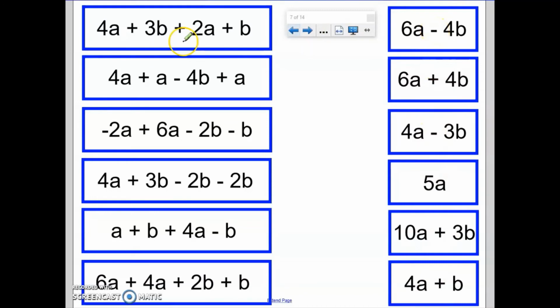However, one of the expressions on the left-hand side does not match over here. So there is an odd one out. So your task is to match up the 5 that correctly match up, but also highlight the odd one out that does not match up. Okay, could you pause the video at this point and have a go at this task?